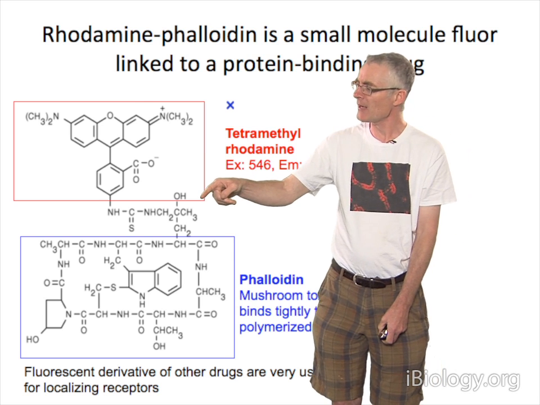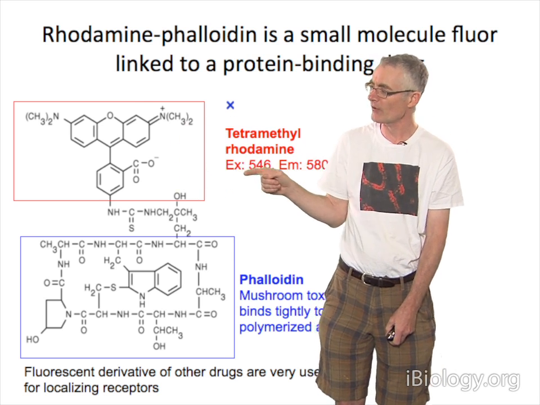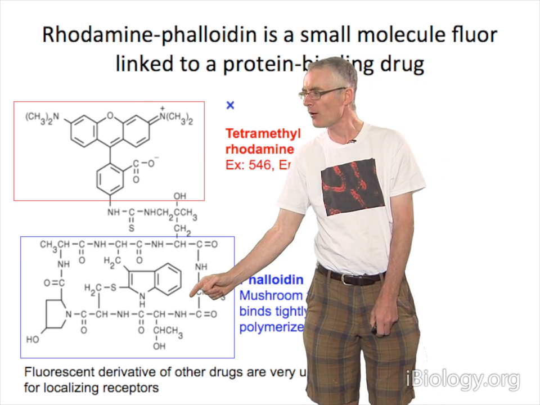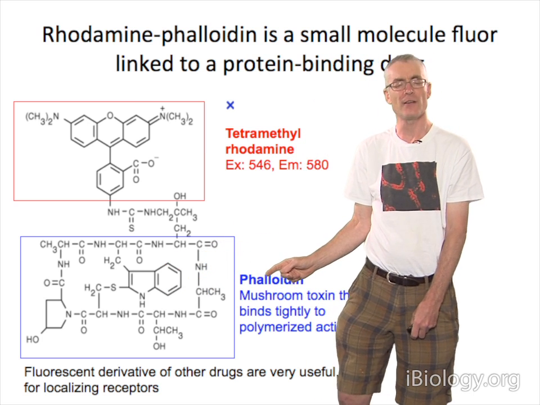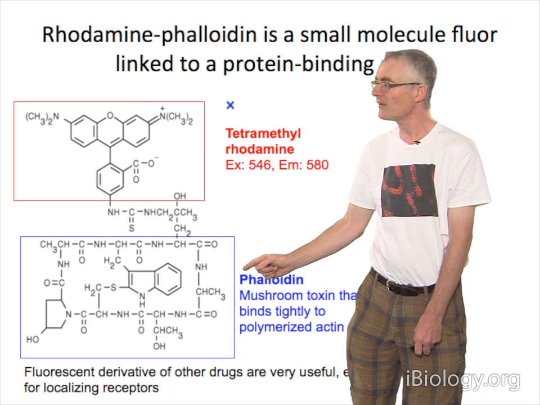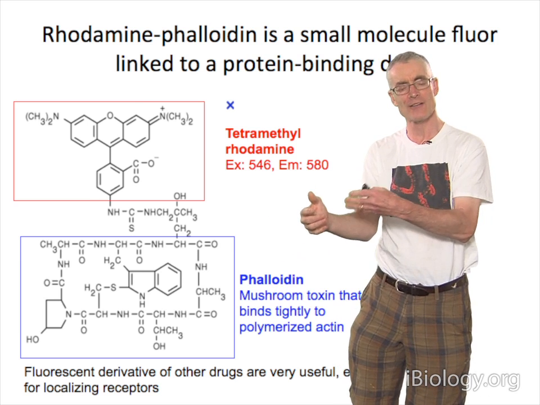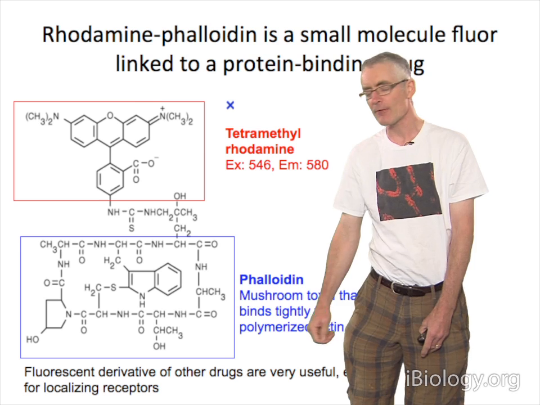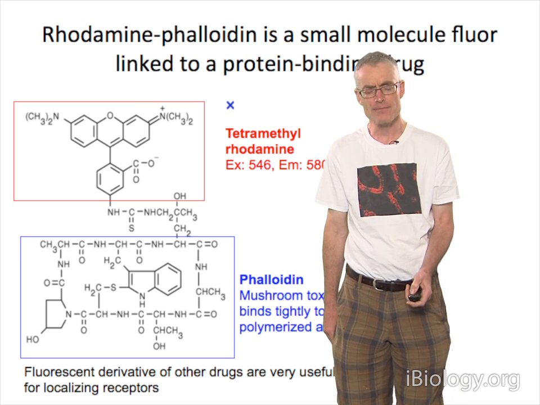So, as the name implies, it's a bifunctional molecule. This is the rhodamine part, a fluor which excites in the green here at 546. And then this, a slightly more complicated piece of molecule here, this bicyclic molecule, is a toxin, phalloidin, from Amanita phalloides, the poisonous mushroom, the death cap mushroom. And this part binds very tightly to actin. So this bifunctional molecule will find actin filaments and bind very tightly to them. And you can make fluorescent derivatives of other drugs as well. It's a very useful way for localizing receptors.